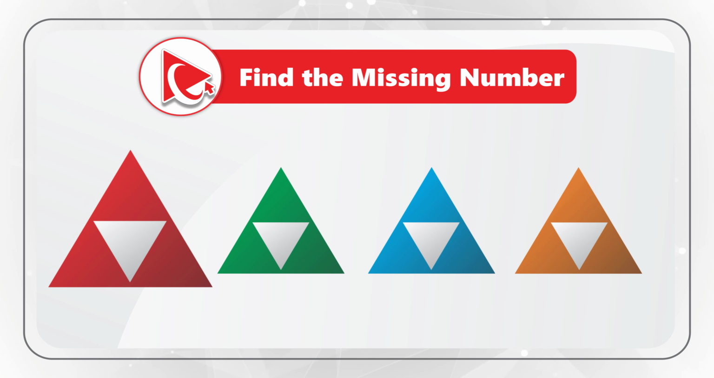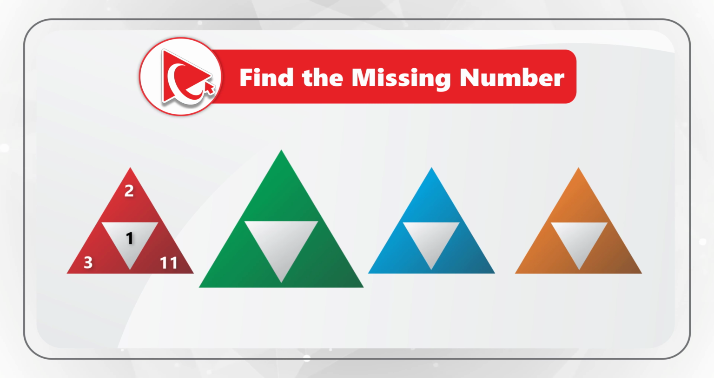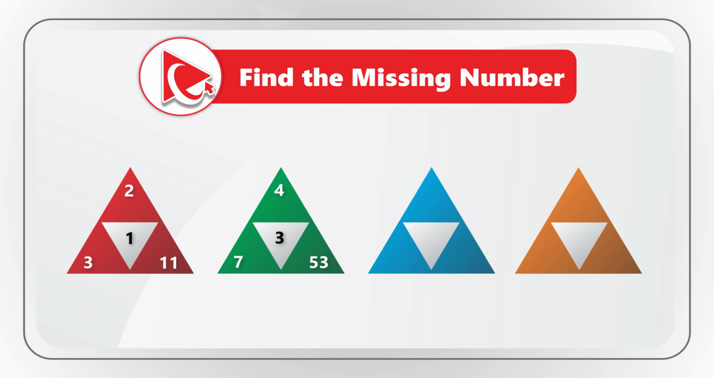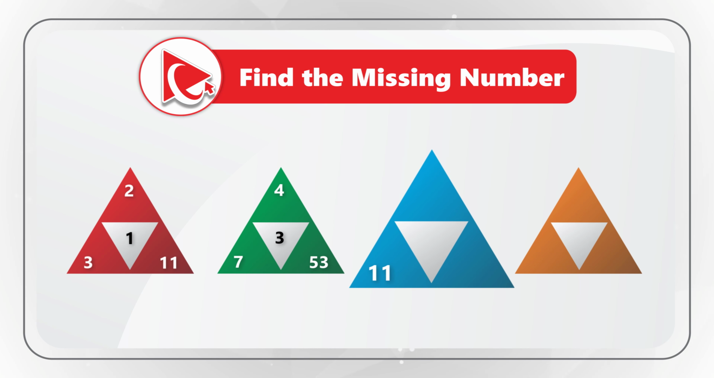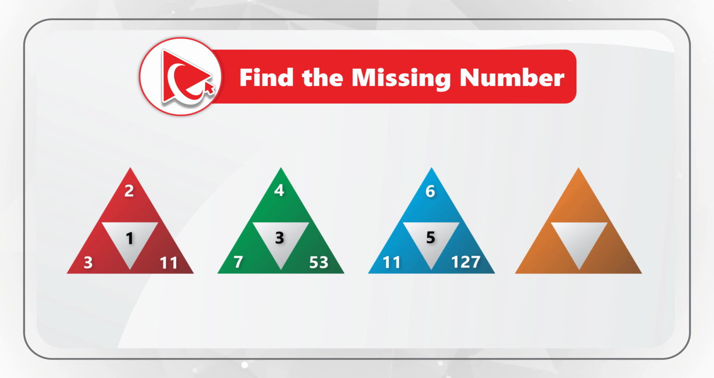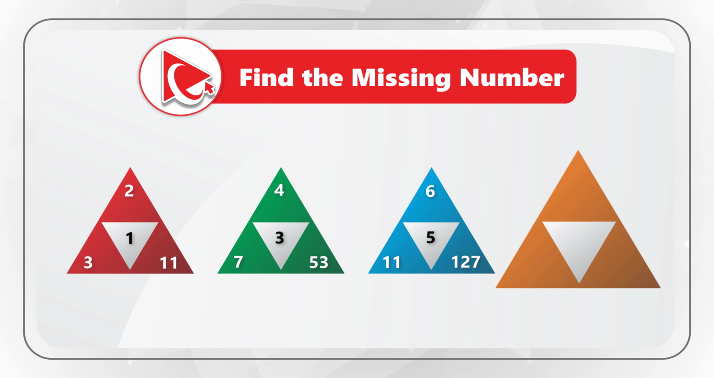The first triangle has numbers 3, 2, 11, and number 1 in the middle. The second triangle has numbers 7, 4, 53, and then number 5 in the middle. The third triangle has numbers 11, 6, 127, and number 5 in the middle. And then there is a fourth triangle which has the missing number, but also has numbers 15, 8, and 7.